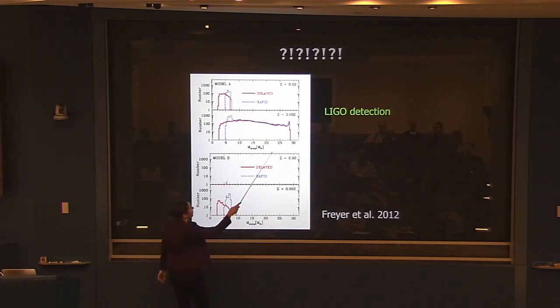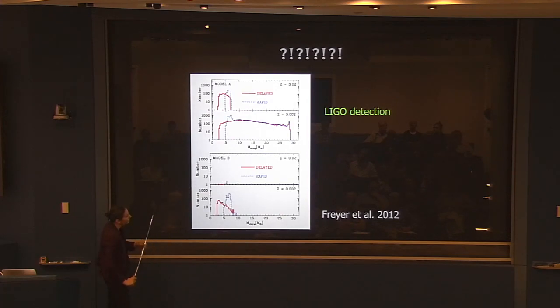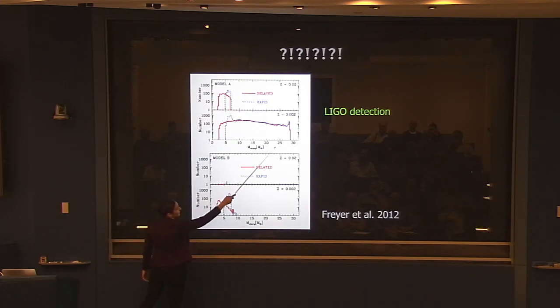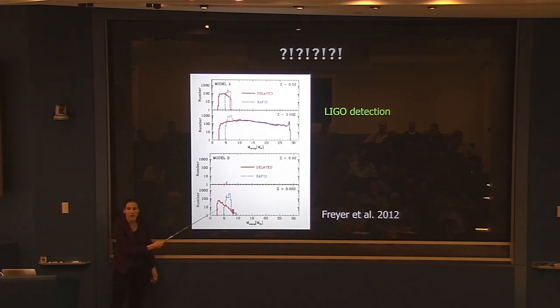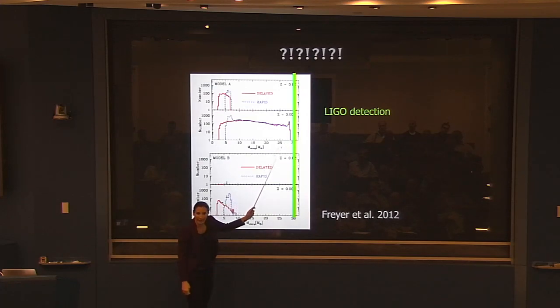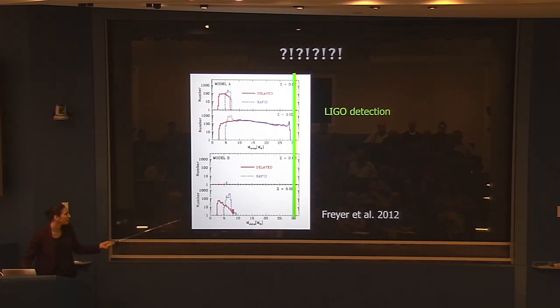And you can see there's this sharp cutoff. And when they do more careful modeling at this redshift, they find that even though they can produce things up to that mass, the peak of this distribution is kind of around the mass that we saw for the Milky Way black holes, around 6 solar masses. And then here's the detection. So it's just not in line with these predictions at all. And so I think that's really exciting.